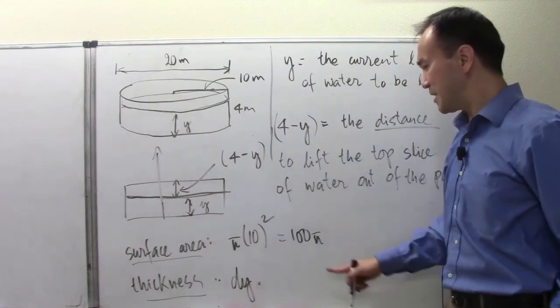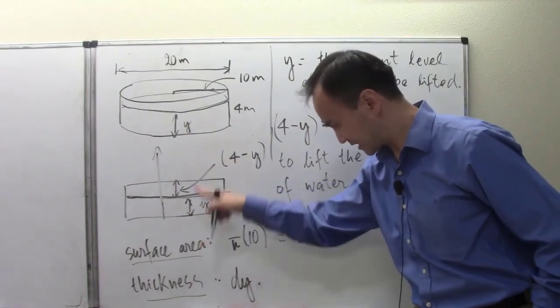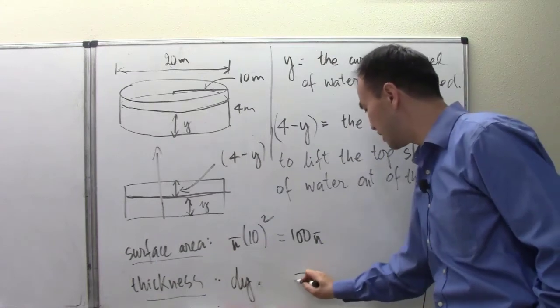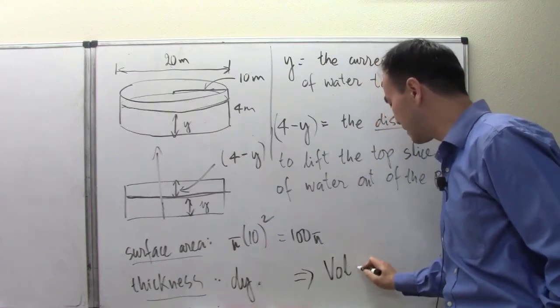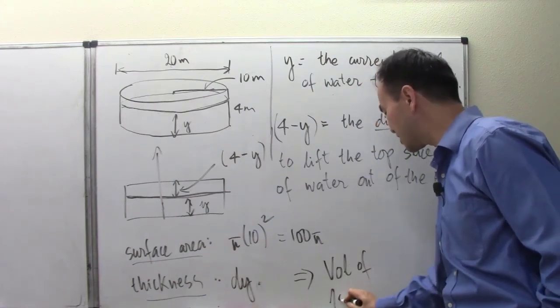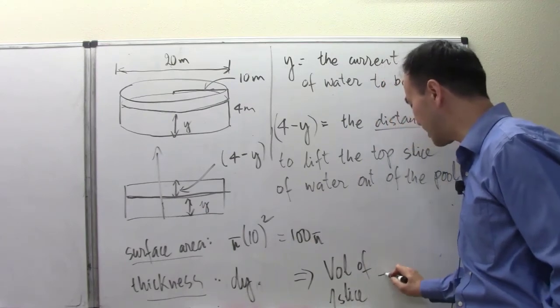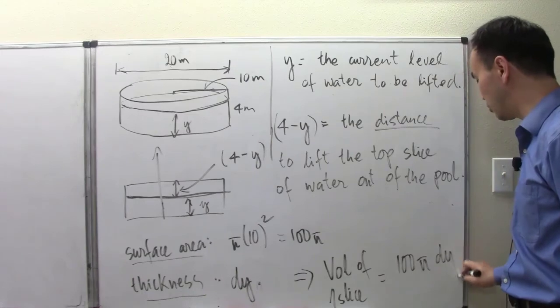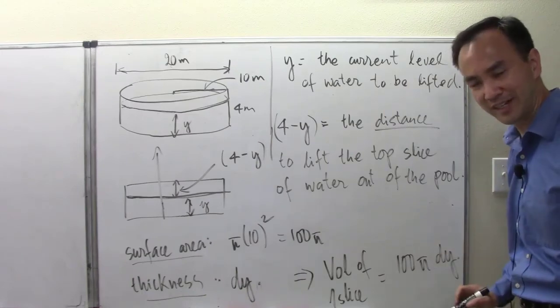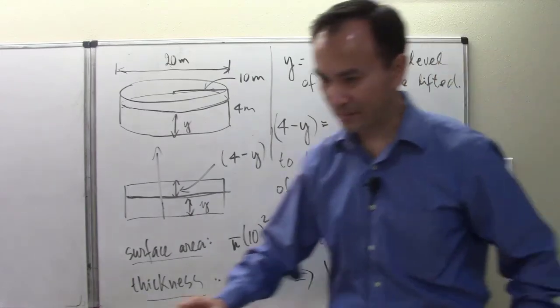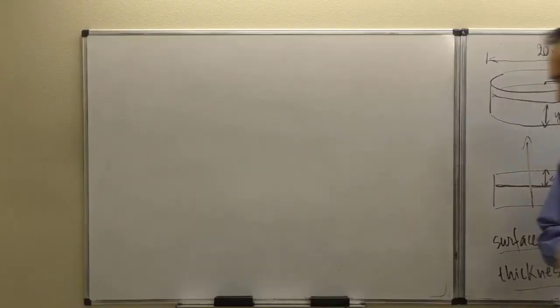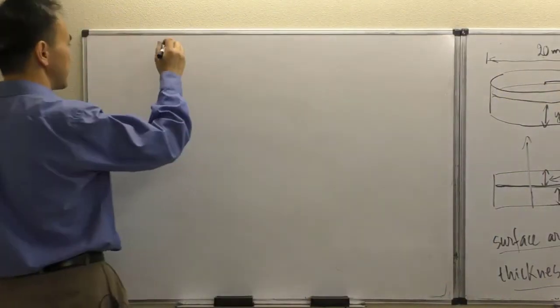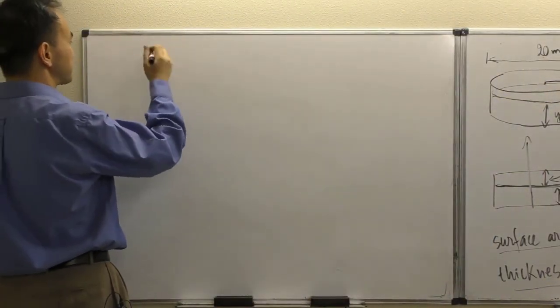Okay, and so that means surface area is here. Thickness is a dy, so that means we're looking at volume of one slice. Volume of one slice is equal to 100 pi times dy. That's volume of one slice. Okay, and then I'm going to advance over to my other board. Once we've had volume, then we're going to multiply.